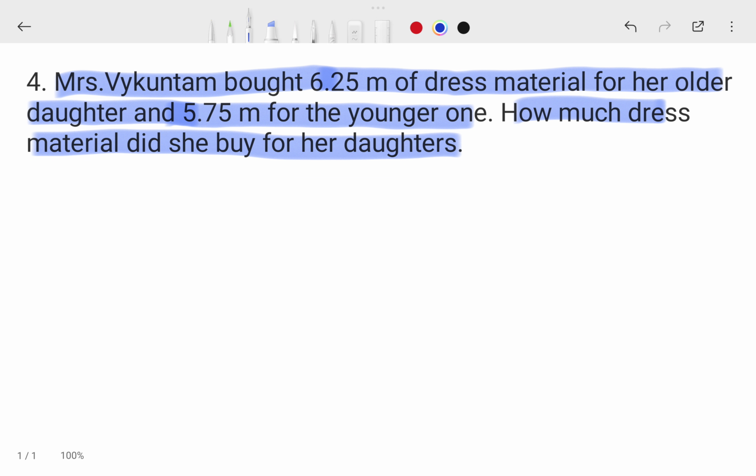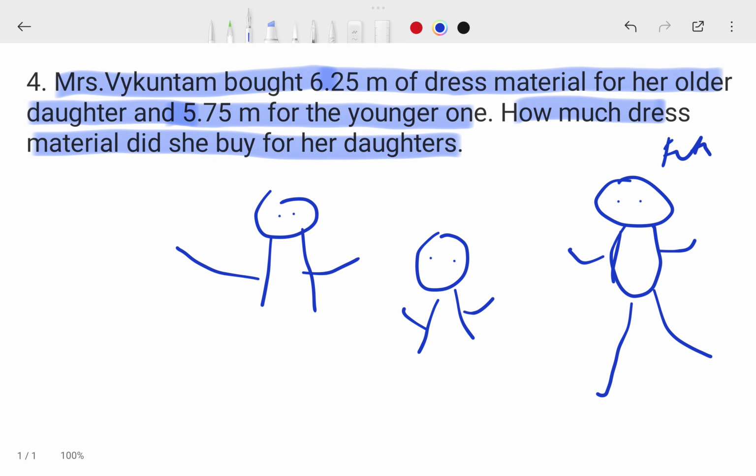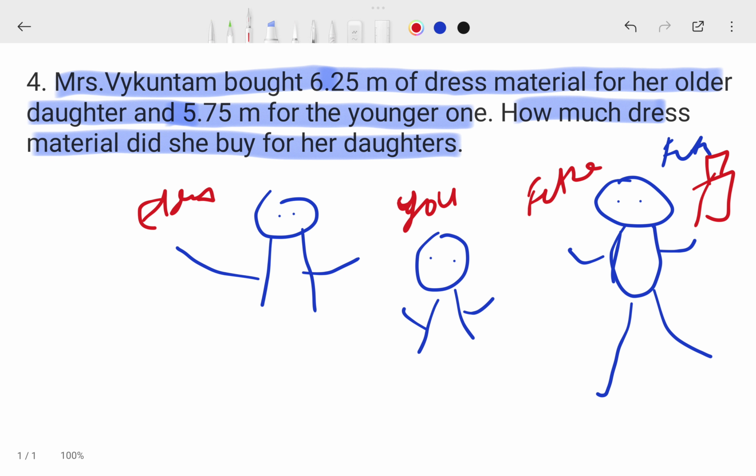Let's suppose this is your father, this is your big brother, and this is you. Your father went to a shop. In this shop he wants to buy cloth for both of the brothers.